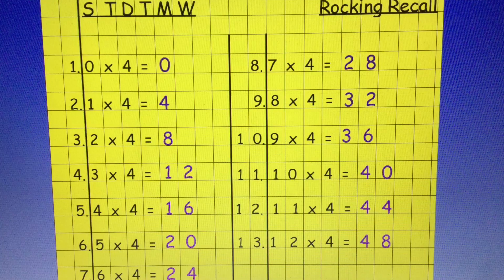0 times 4 is 0, 1 times 4 is 4, 2 times 4 is 8, 3 times 4 is 12, 4 times 4 is 16, 5 times 4 is 20, 6 times 4 is 24, 7 times 4 is 28, 8 times 4 is 32, 9 times 4 is 36, 10 times 4 is 40, 11 times 4 is 44, and 12 times 4 is 48.